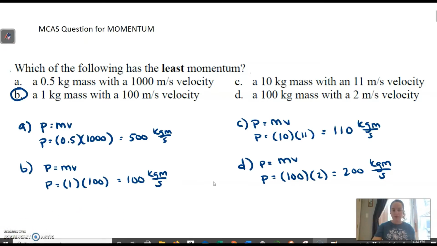Okay, so you should have gotten an answer of B. So what you want to do is work out all of the problems just so you know that you didn't mess up anywhere or you weren't just taking a guess. On your MCAS formula sheet, you will be given this momentum equation, P is equal to mv. So identify the mass, identify the velocity, and then multiply it out. So with that, you get B, right? 1 times 100, which is 100 kilogram meters per second, which is the unit of momentum.